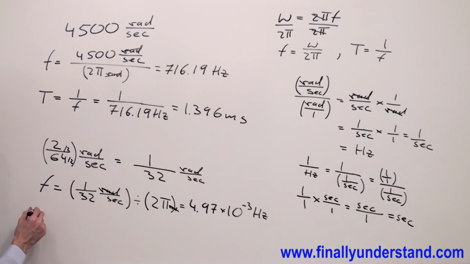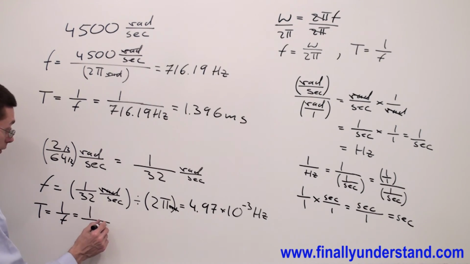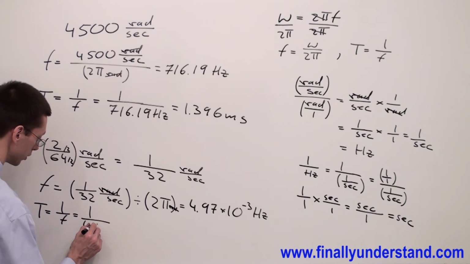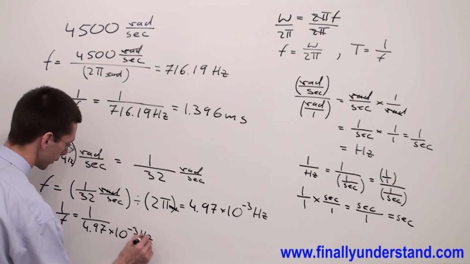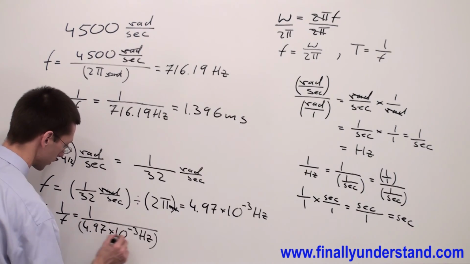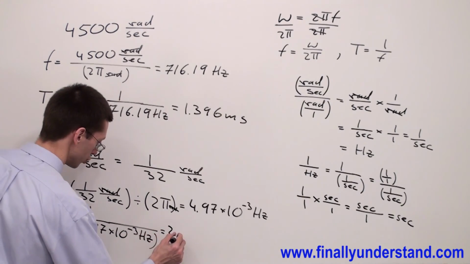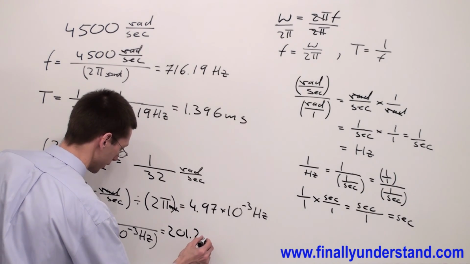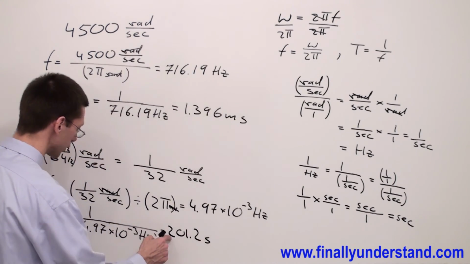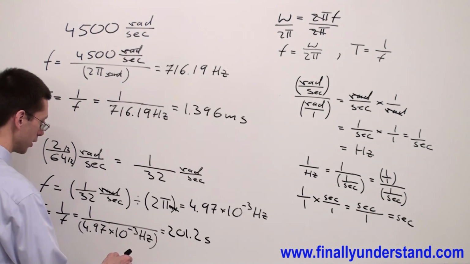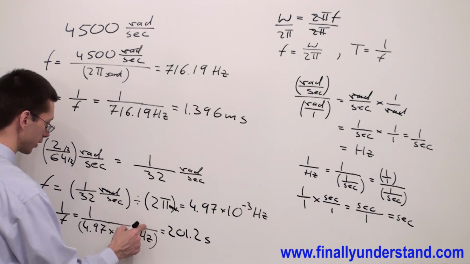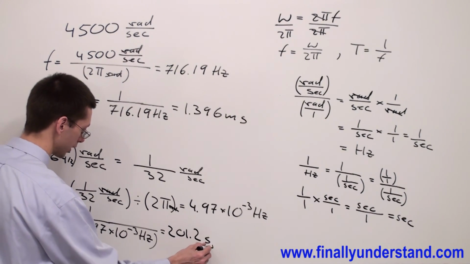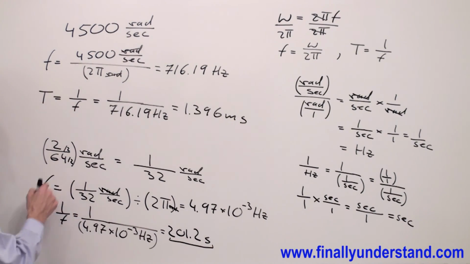This time I have to find the period. Period is equal to 1 over f, which is equal to 1 divided by 4.97 times 10 to negative 3 hertz, which is equal to 201.2 seconds. Remember, second is 1 by hertz. 1 divided by hertz gives me seconds, and this is the time for this omega.